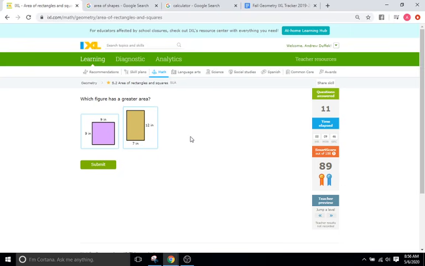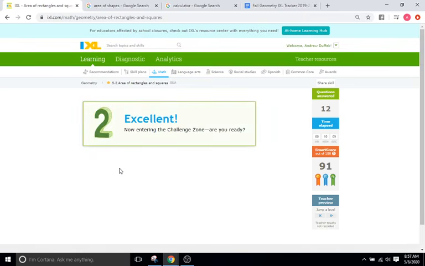Okay. And then this kind of problem. Which has the greater area? So you're just going to find the area of both and see which one is greater. So 9 times 9 is 81. So that one is 81. And this one is 7 times 12, which is 84. So is 81 or is 84 larger? 84 is definitely larger, and that is going to be our answer.